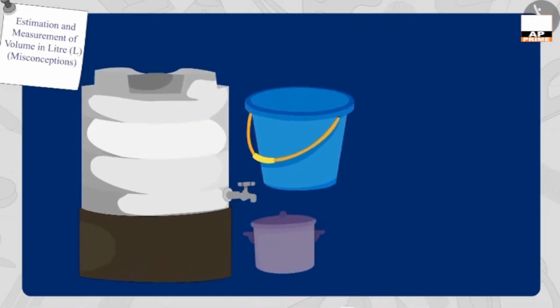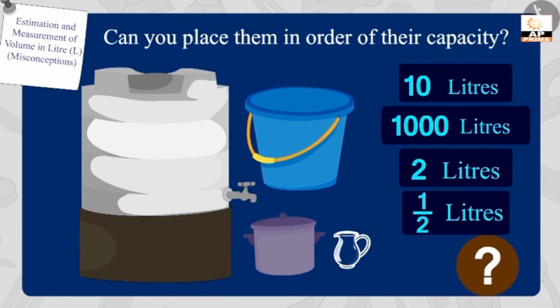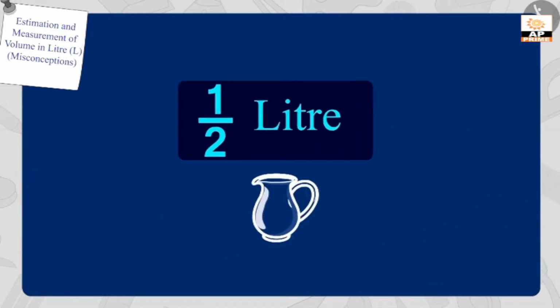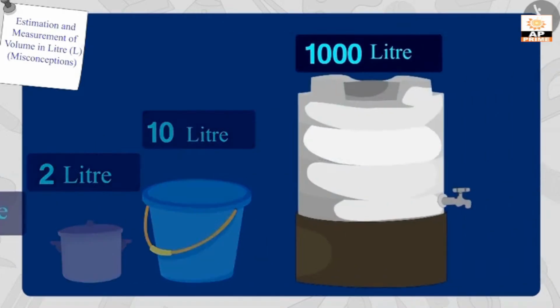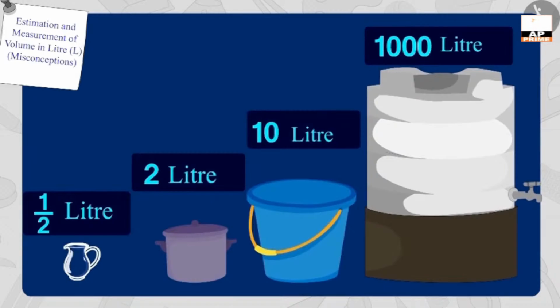Children, here are some utensils and their different capacities. Can you place them in order of their capacity? If you want, you can stop the video and find the answer. Well done! Your answer is absolutely correct. The capacity of the half-liter jug is the lowest and the capacity of the 1000-liter water tank is the highest.